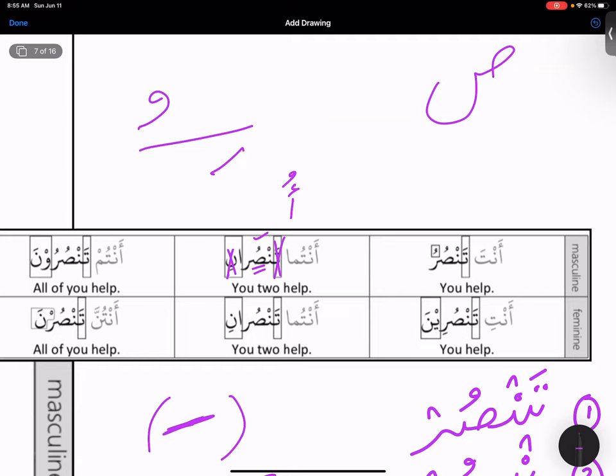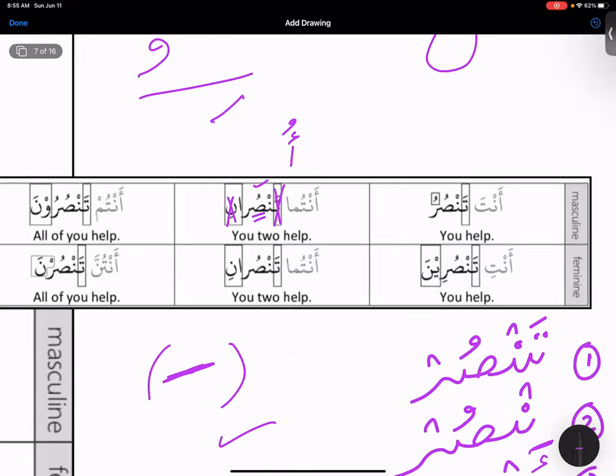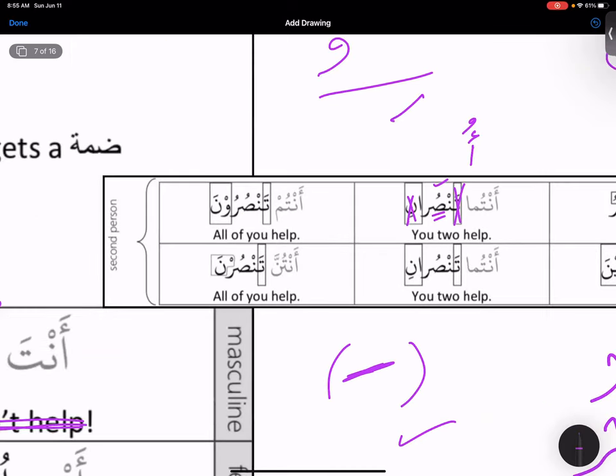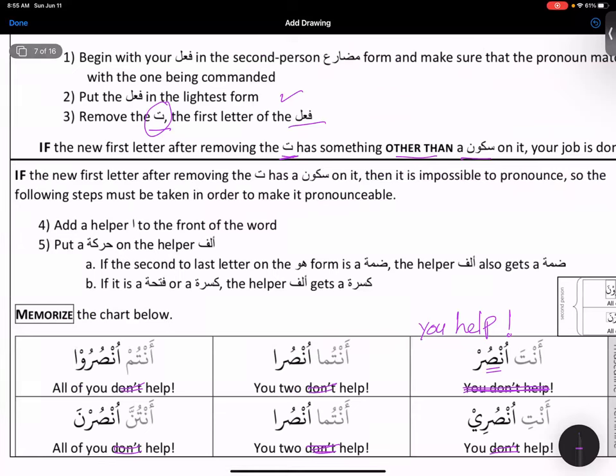Unsura, and Antum would be Unsuru. Very good. And Anti would be Unsuri. Very good. And Antuma would be Unsura, the same. And Antunna would be Unsurna, because no changes in Unsurna. Perfect. So let's say it together. Anta unsur, antuma unsura, antum unsuru, anti unsuri, antuma unsura, antunna unsurna.